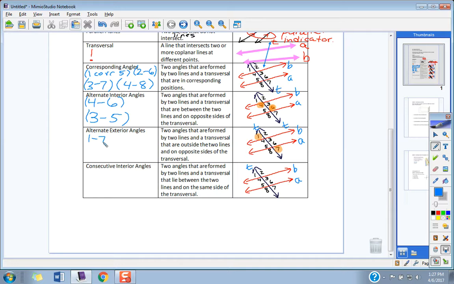Another pair of alternate exterior angles. I'm sorry? 2 and 8. 2 and 8. How many agree 2 and 8? Gnarly. This is easy.